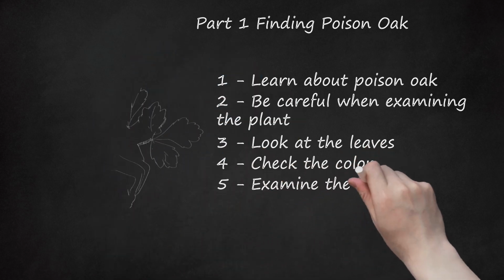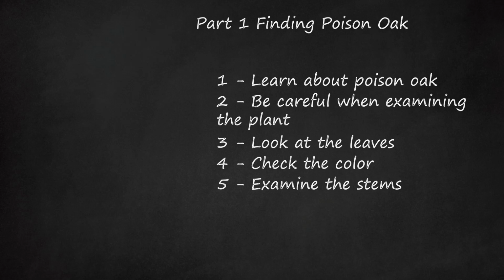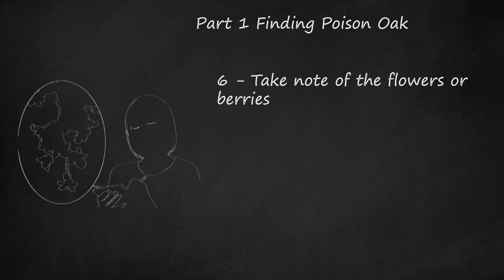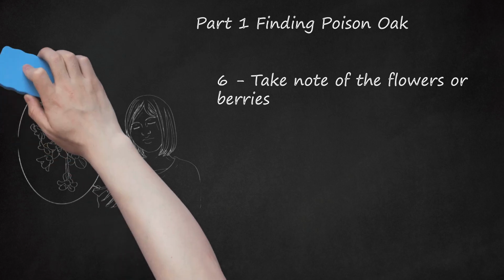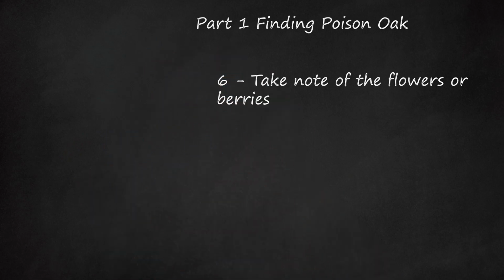5. Examine the stems. Stems tend to be a bit grayish in color, though, given the lighting in some forested areas, this can be difficult to see. The stems will also be covered in tiny hair or thorn-like structures. 6. Take note of the flowers or berries. Poison oak has yellowish-green small flowers in the spring. The plant will also produce light green berries throughout the summer and into the fall. This will help you rule out other plants by noting what it doesn't have. If it doesn't have pointed leaves and it doesn't have thorns, it isn't poison oak.